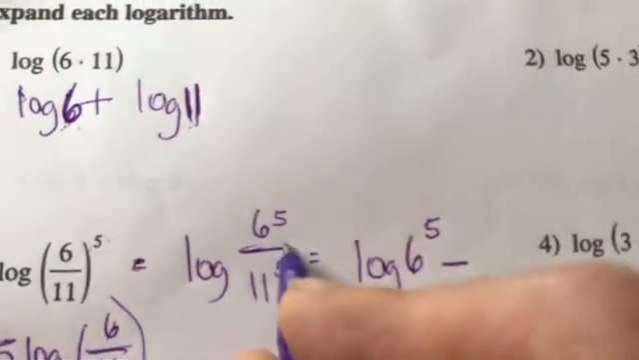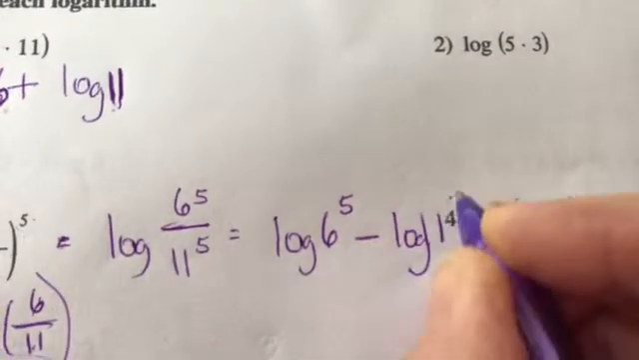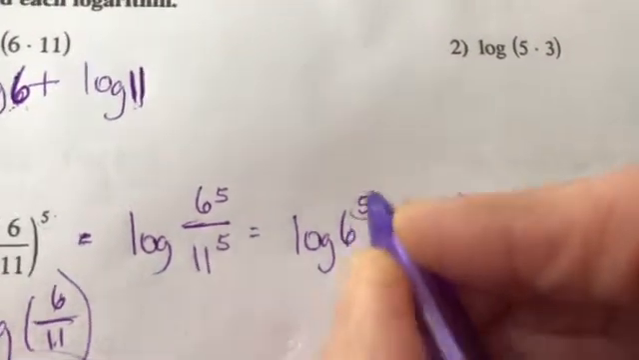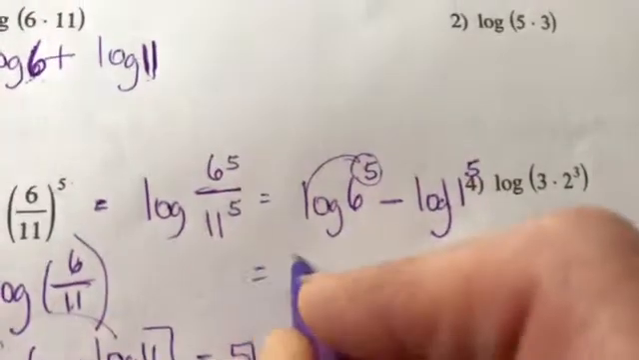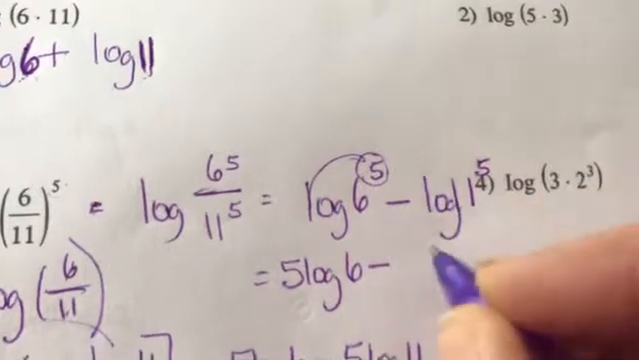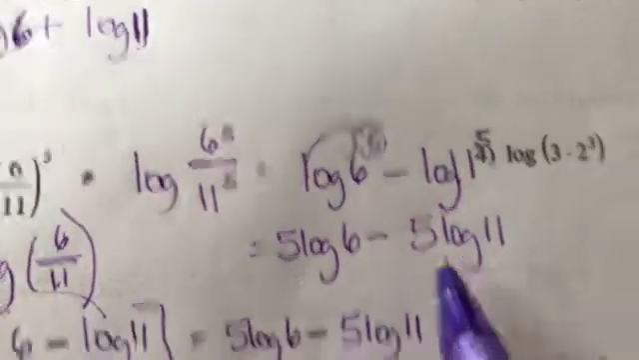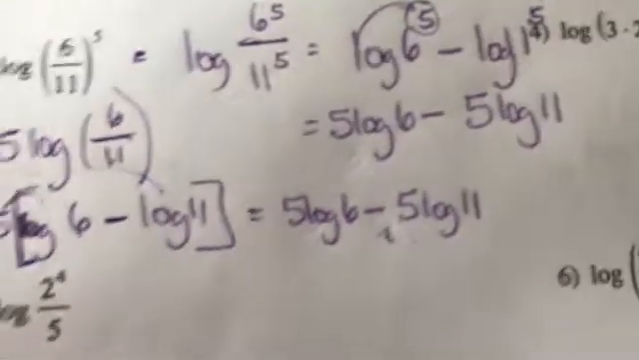Minus, because I'm dividing, the log, and I'm going to run into this other problem right here, 11 to the 5th. And then bring your exponent down front. So that'd be 5 log 6 minus, and then bring your exponent down front, 5 log 11. All right, so notice we get the same answer. Doesn't matter how you do it.